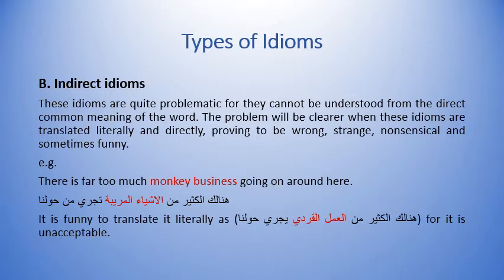For example, there is far too much monkey business going on around here. هنالك الكثير من الأشياء المريبة تجري من حولنا. Monkey business is translated into أشياء مريبة. It is funny to translate it literally as هناك الكثير من العمل القردي يجري حولنا, for it is unacceptable and funny.